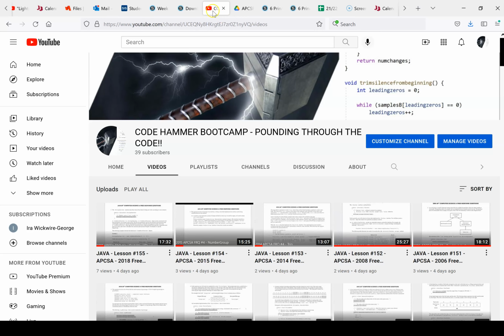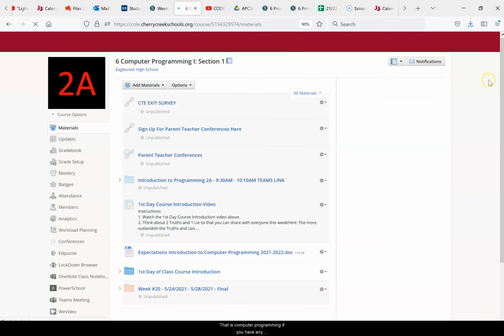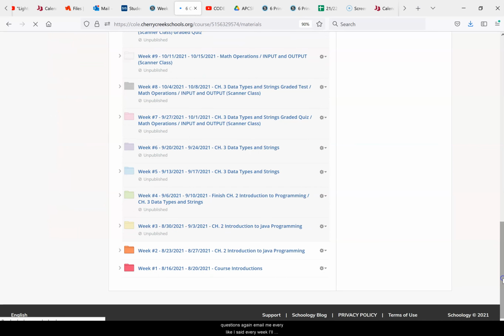So anyway, that is computer programming. If you have any questions, again, email me. Like I said, every week I'll be opening these up. The most recent week is higher up, and they can go back and look up previous weeks' information if they need to catch up.